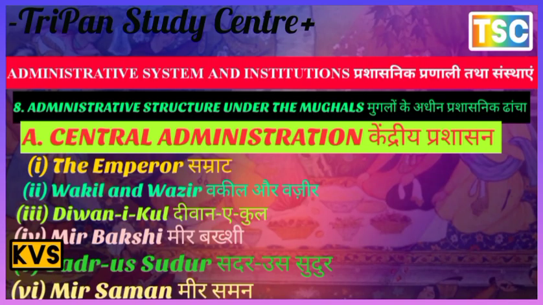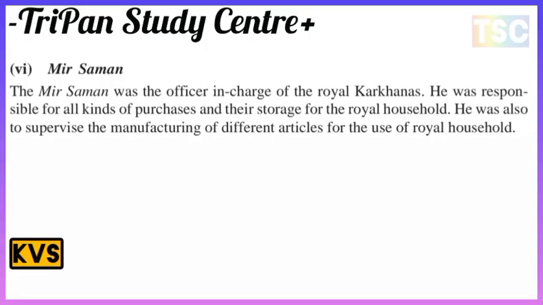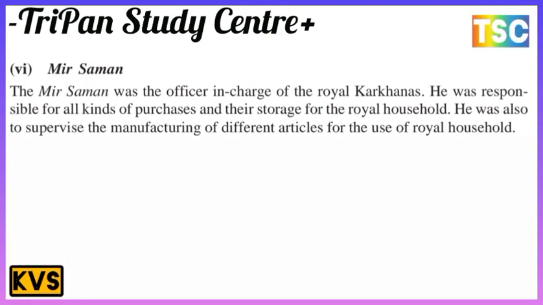The next in the Mughal court is the Mir Saman. The Mir Saman was the officer in charge of the royal Karkhana. The Karkhana was responsible for all kinds of purchase and storage for the royal household. He also supervised the manufacturing of different articles for the use of the royal household. This is the most important position of the Mir Saman.